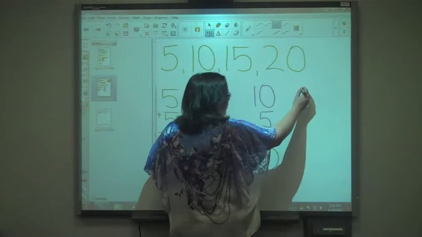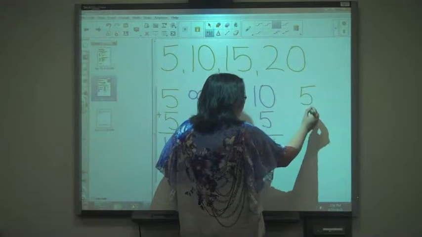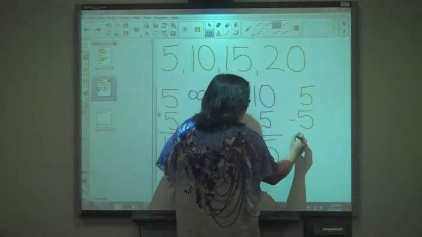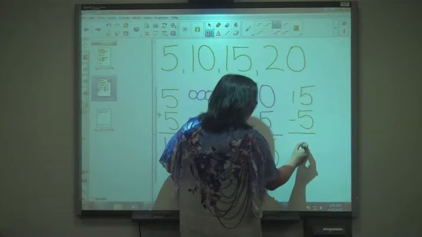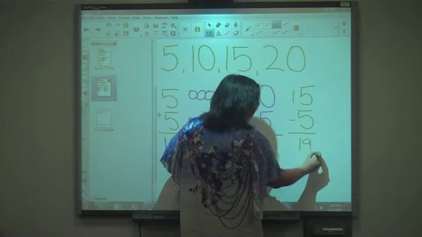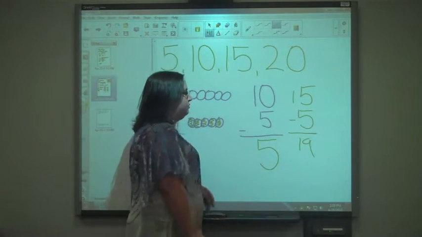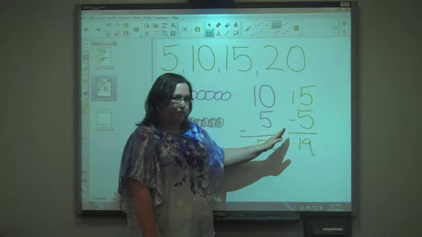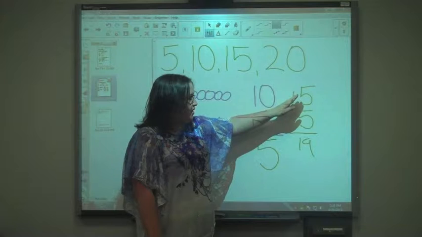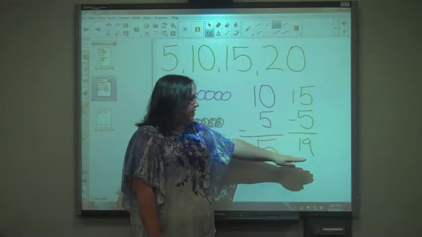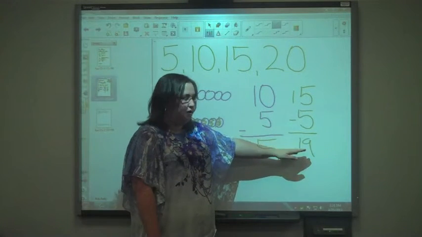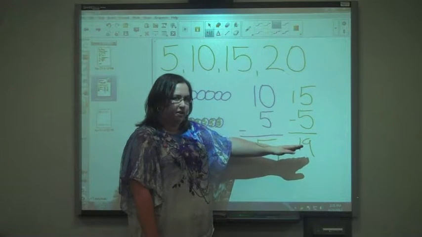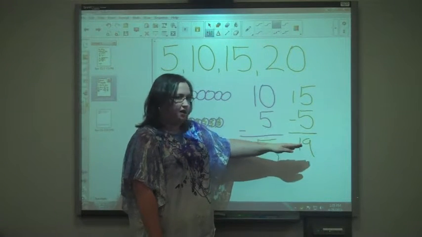Here's an example. Now, does this problem look right? We have 15 and we take away 5. Does that equal 19? What did we do here? Did we, instead of subtract, did we add? Yes.